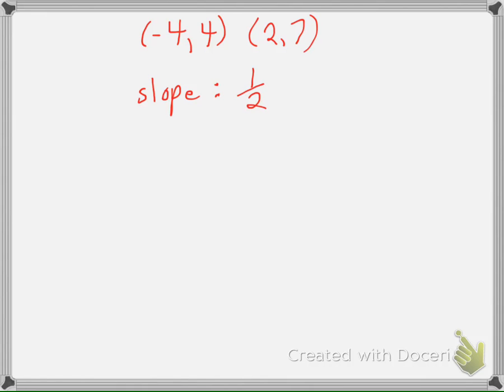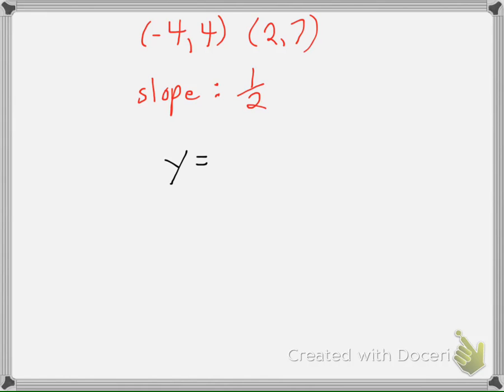So if I take the same 2 points, -4, 4, and 2, 7. Now our first step is still going to be the same. I'm still going to find the slope. I'm going to skip that step because we've already done it. We know the slope for these is 1/2.